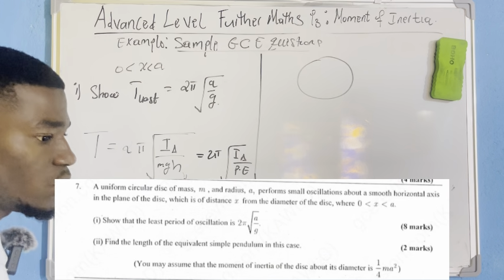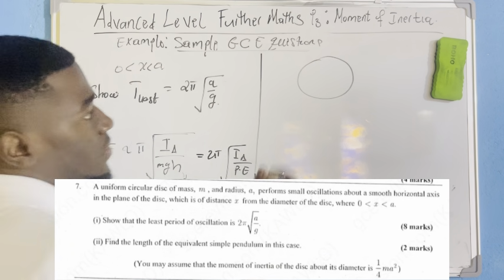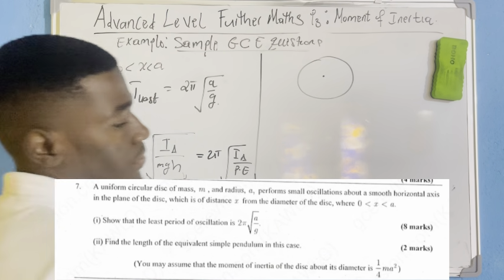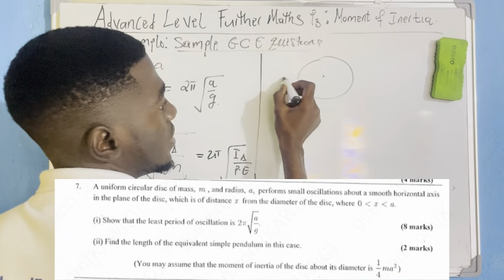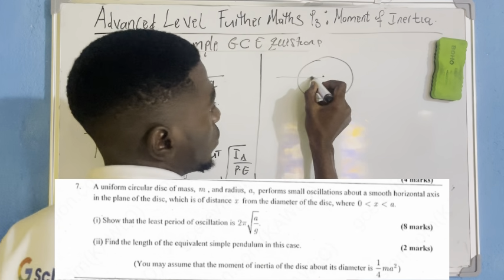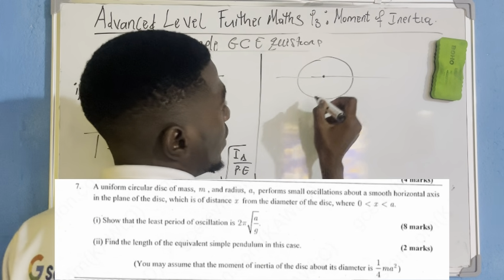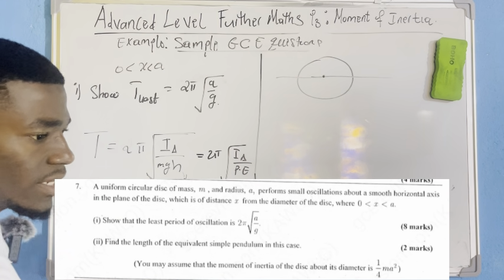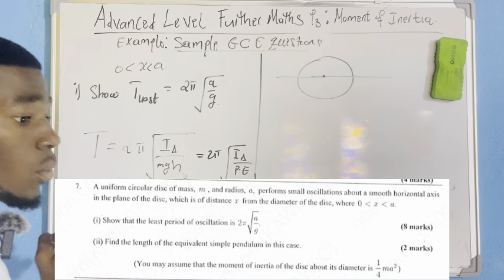Okay. Plane disc, which is of a distance exactly. It means that if this is the center of the disc, let's say the line passing through the center of the disc, this is it now. Then they are saying that the disc is rotating about its horizontal axis.